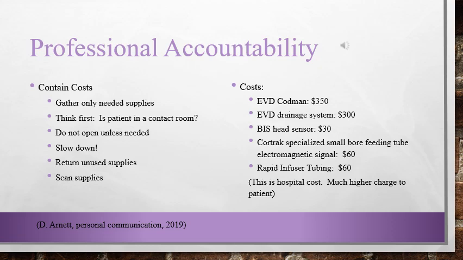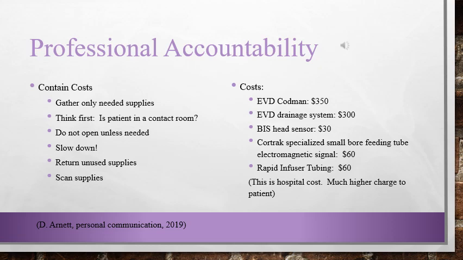Another thing too sometimes is to look at the costs of things. So in communication with our supplies director, Mrs. Arnett, she communicated to me how much certain things cost. So our EVD Codman, this is only for facility, okay? A much higher rate gets charged to the patient. So each Codman kit that our physician uses has the drill in it. That's $350. The EVD drainage system that you get primed and ready to go to attach to his catheter is $300. For the Bis head sensor, that's $30 a pop, okay?